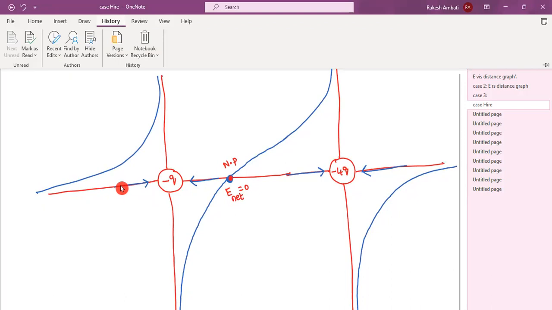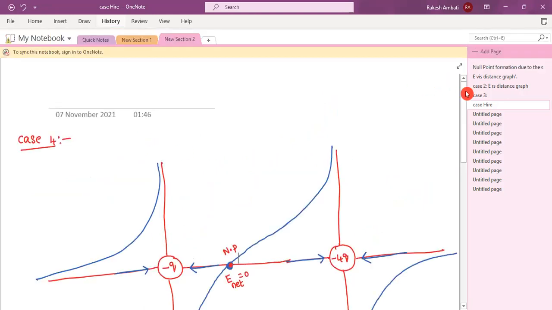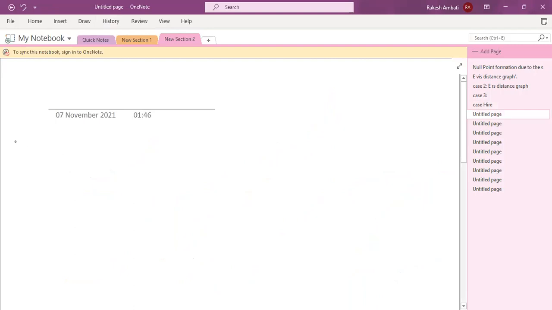If the electric field is in the positive direction, draw the intensity graph on the positive side. If the intensity is in the negative direction, draw the intensity graph on the negative side. At the null point, the resultant electric field becomes 0. Okay, so this is the fourth case. Next, the fifth case.